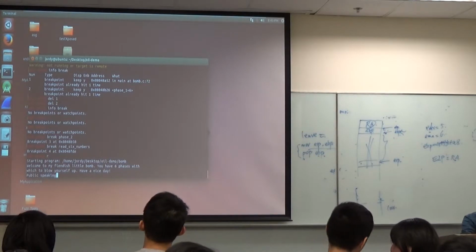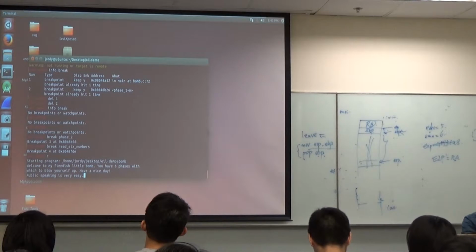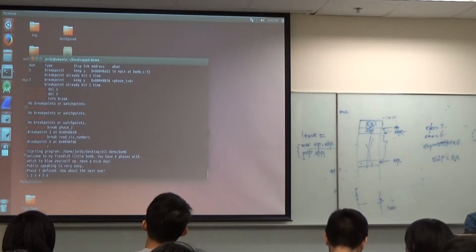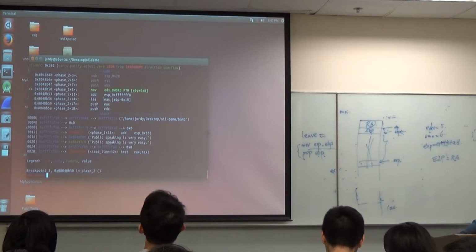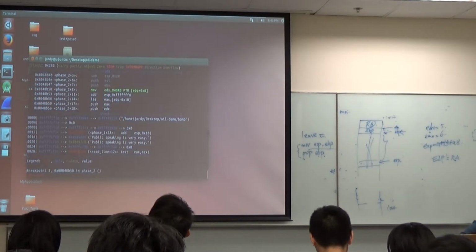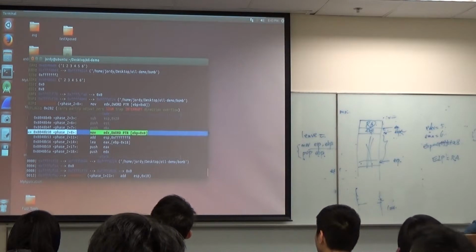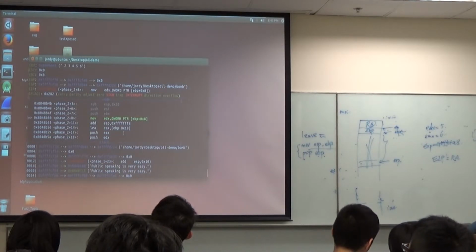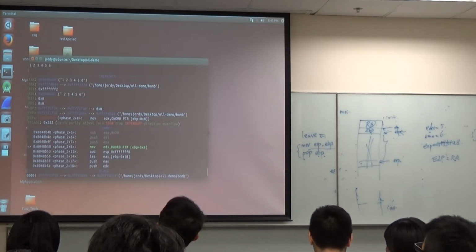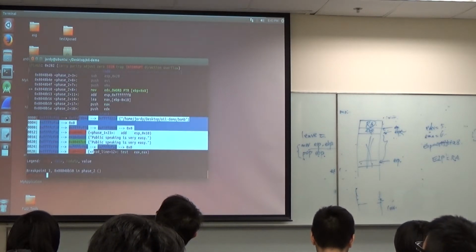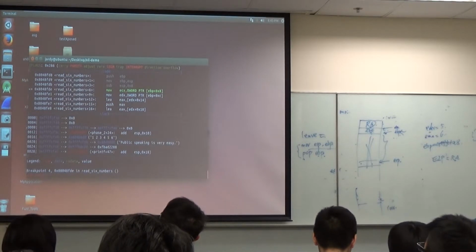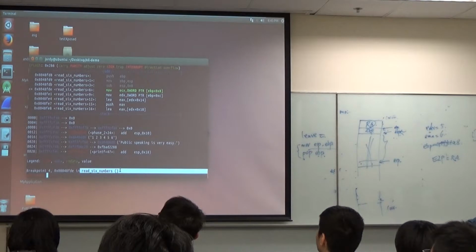Public speaking is very easy. Okay, phase 1, phase 2. Go. Yeah, we hit the first breakpoint at phase 2 function. Six numbers are still not on the stack. We'll go and we're at the read 6 numbers function.